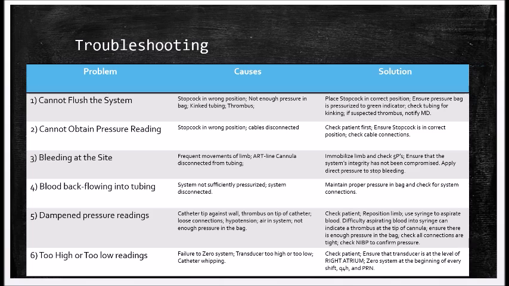If there's blood on the tubing, it could be because the system is not properly pressurized, or the system might be disconnected. Again, you're going to put more pressure into the bag and check the system for any disconnections. Dampening of the pressure readings could be due to the catheter against the wall, thrombus on the tip of the catheter, loose connections, or the patient might be hypotensive.